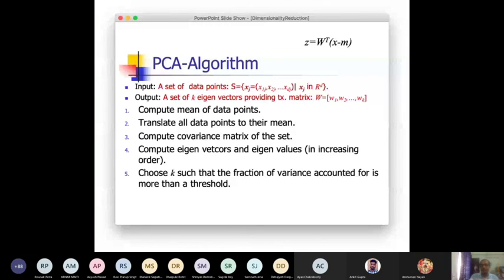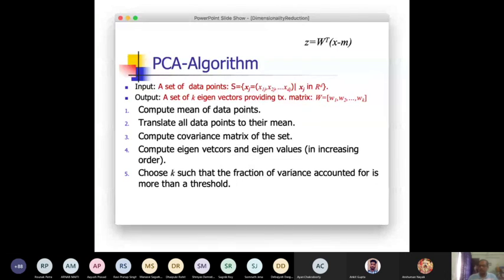You should correct this part later on. Choose k such that the fraction of variance accounted for is more than a threshold, which means, as it is always ordered in terms of reducing variances, the total variance is the sum of all these variances. So what is the fraction of variance you lose if you don't use the rest of the components, that means d minus k components?